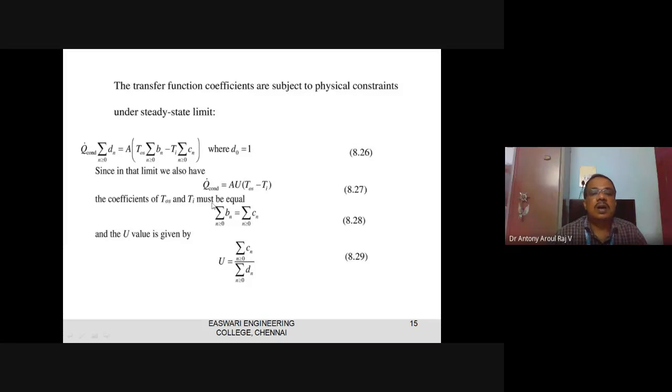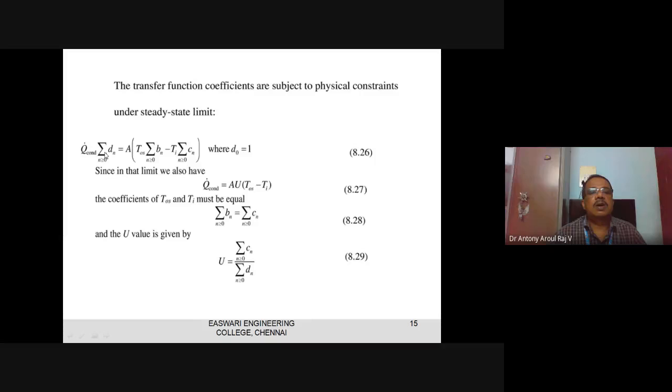So at this steady state, these two values will be equal. From that I am calculating Q equals UA del T. Since these are equal, I am putting it outside. Either you can convert this into summation B or you can convert it as summation C. This I am taking outside, and I am having summation D here.